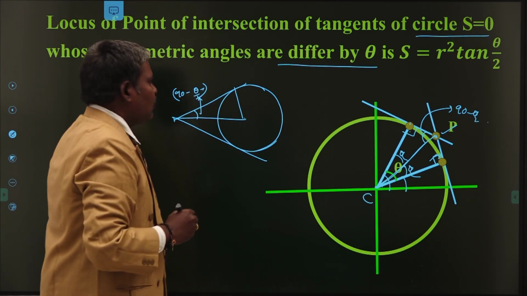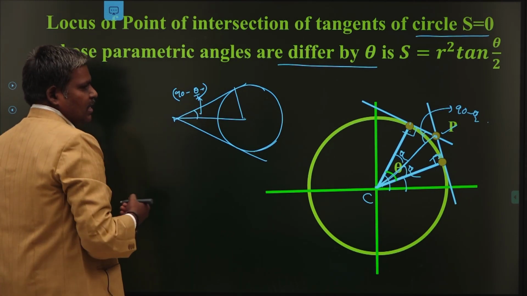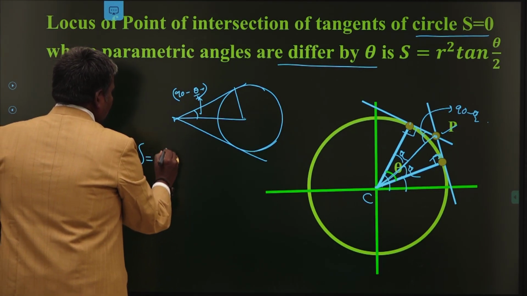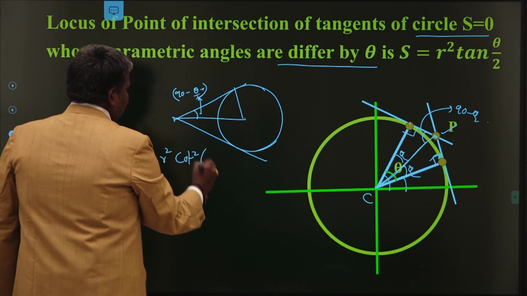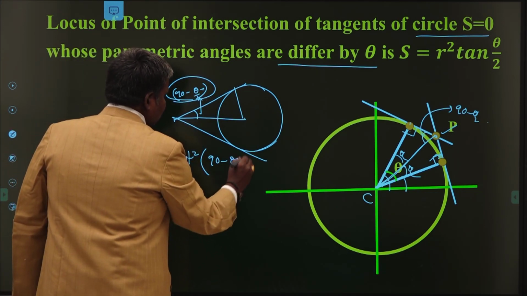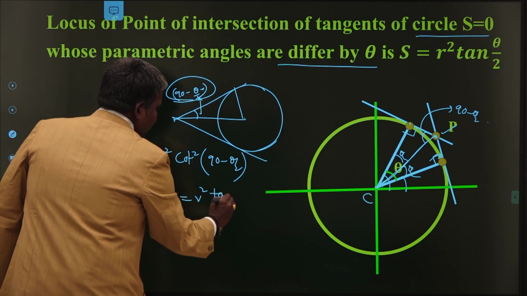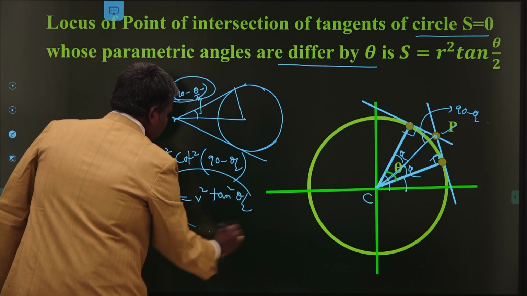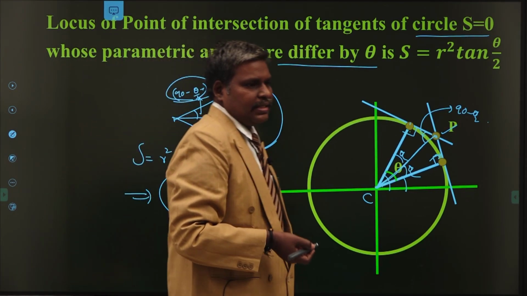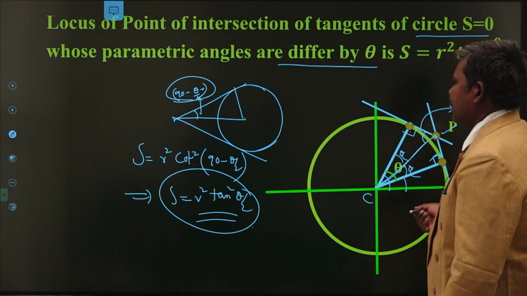This is the angle. If it is theta by 2, what is the locus? S equals r square cot square theta by 2. Here S is equal to r square cot square, and instead of theta you have 90 minus theta by 2. That implies your locus is S equals r square tan square theta by 2. So the locus of point of intersection of tangents whose parametric angles differ by theta is S equals r square tan square theta by 2.